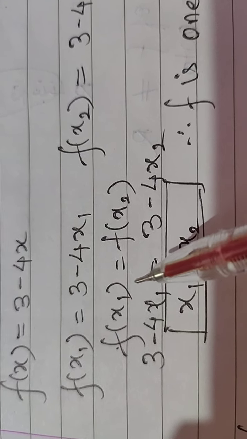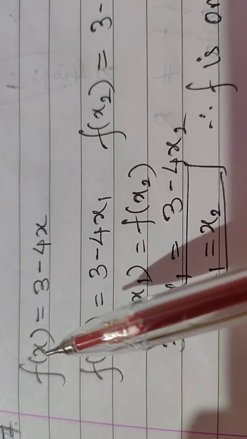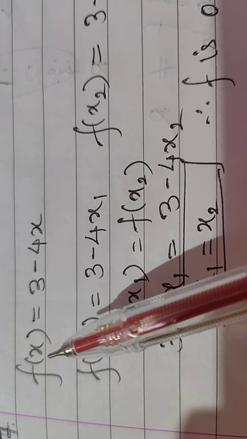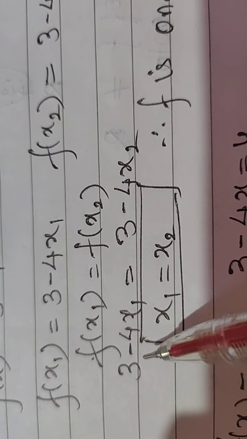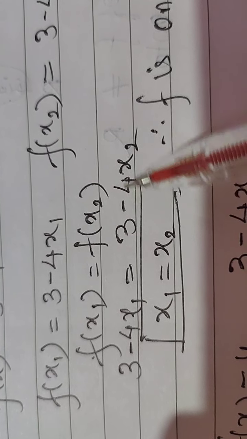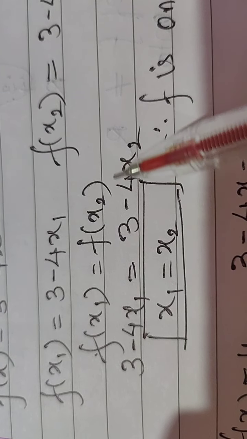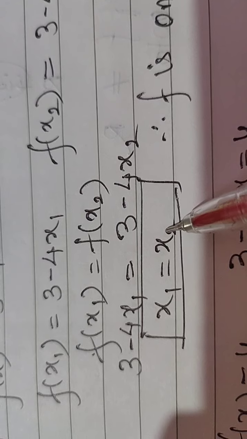So whenever we have to prove that the function is 1, 1 function, we will start with this step: from the given f of x, we will find f of x1 and f of x2 and equate them. f of x1 equal to f of x2. And substitute the functions: 3 minus 4x1 equal to 3 minus 4x2. Cancelling 3 from both the sides and minus 4, then we get x1 equal to x2.